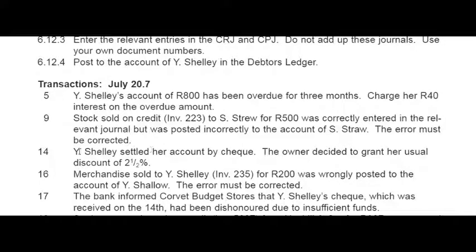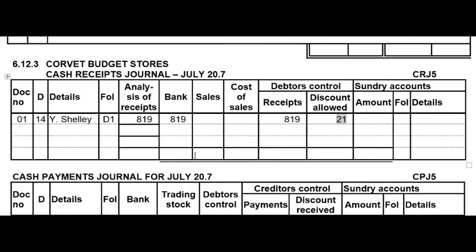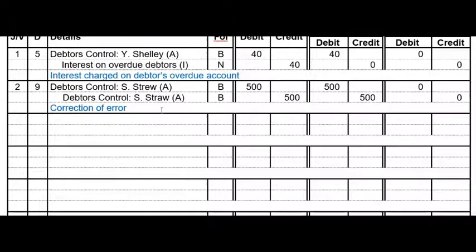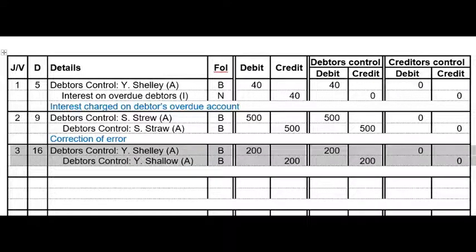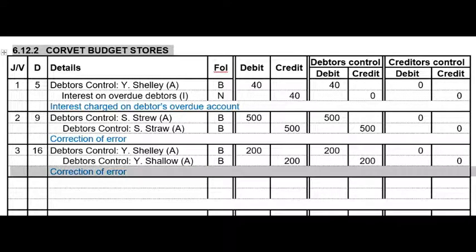Then on the 16th, merchandise sold to Y. Shelley for 200 Rand was wrongly posted to the account of Y. Shallow. It's an error that must be corrected in the General Journal. So if you go back to the General Journal, we will issue journal voucher number 3. And we have to go and debit Y. Shelley because she's the debtor that actually bought the stock from us, and credit Y. Shallow because she was incorrectly debited, and it's a correction of error.